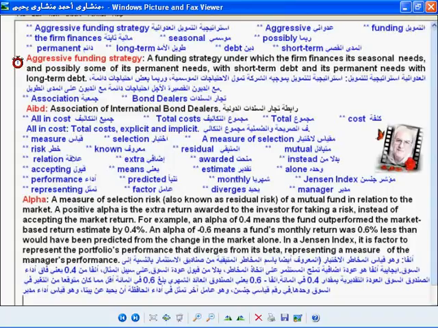Aggressive funding strategy, a funding strategy under which the firm finances its seasonal needs and possibly some of its permanent needs with short-term debt, and its permanent needs with long-term debt.